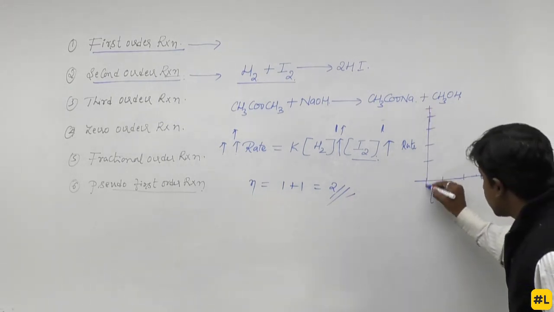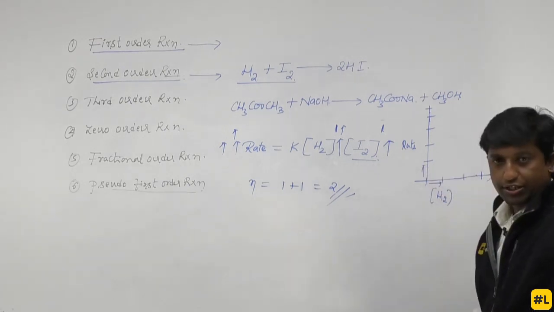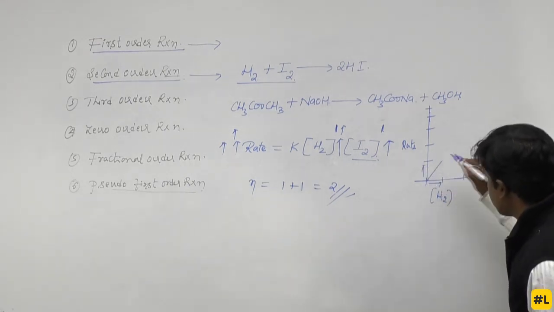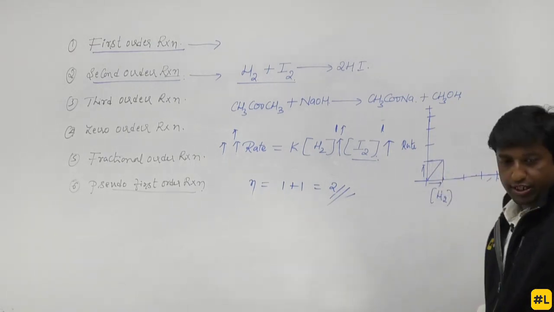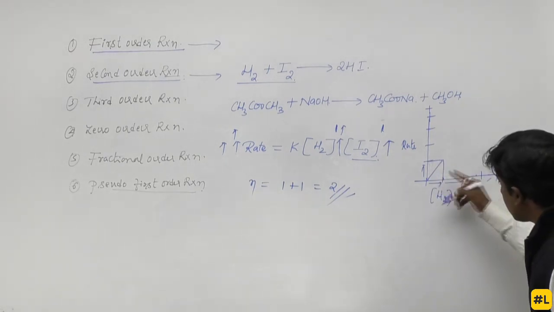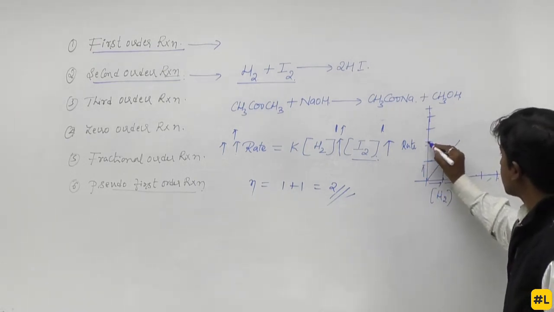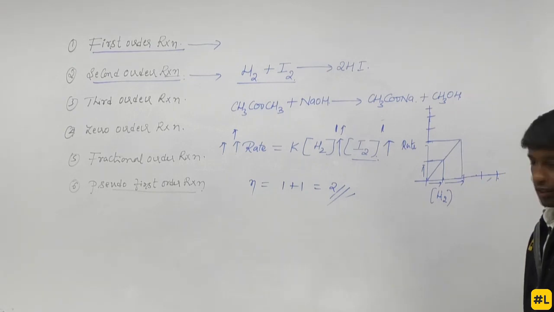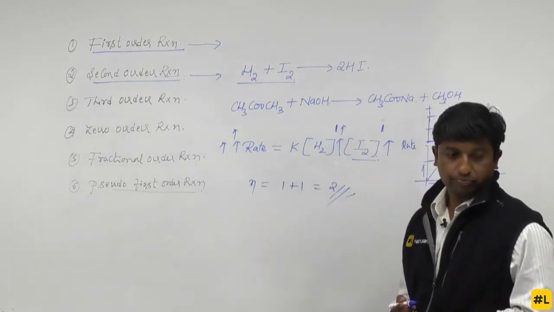If I increase the concentration of hydrogen by 1 unit, the rate increases by 1 unit. So, I am going to get a line like this, and the rate increases by 1 unit at each step. If I increase the concentration of hydrogen by 1 more unit, the rate increases by 1 more unit. Hence, the order of the reaction with respect to hydrogen is 1.